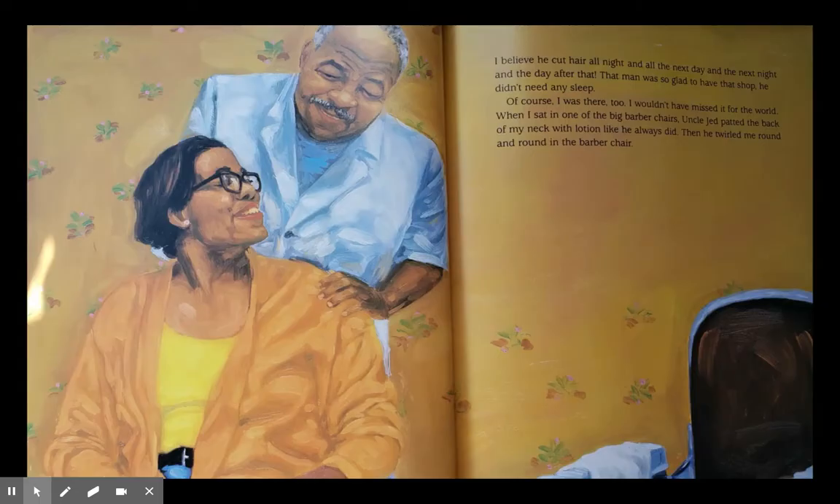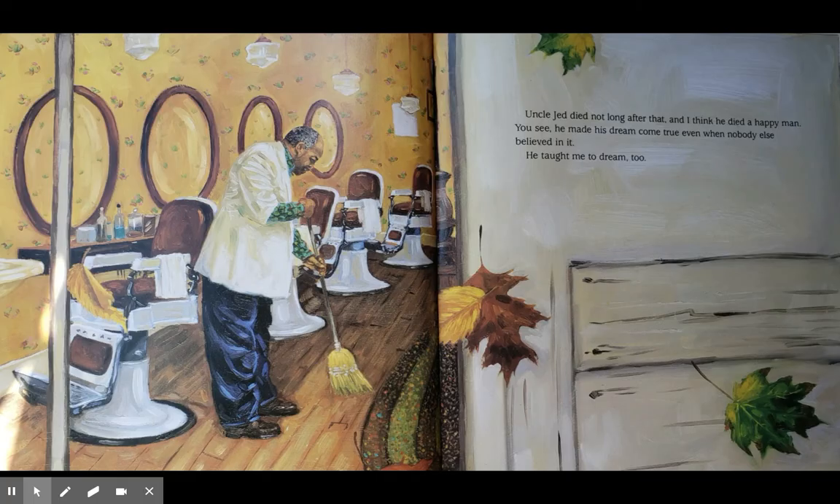I believe he cut hair all night and all the next day and the next night and the day after that. That man was so glad to have that shop, he didn't need any sleep. Of course, I was there too. I wouldn't have missed it for the world. When I sat in one of the big barber chairs, Uncle Jed patted the back of my neck with lotion, like he always did. Then he twirled me around and around in the barber chair. Uncle Jed died not long after that, and I think he died a happy man. You see, he made his dream come true even when nobody else believed in it. He taught me to dream too.